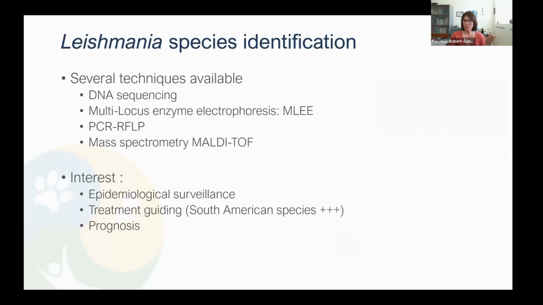Well, it's good to have a positive PCR and make the diagnosis, but it's very important to also have the species identification to guide treatment. For this, several techniques are available. Either DNA sequencing, or the reference method, multilocus enzyme electrophoresis, but now it is reserved to reference centers because it is very difficult to perform. PCR-RFLP is a possibility, and mass spectrometry by MALDI-TOF can now also be of help. The interest is, of course, to have an updated epidemiology, but for clinical reasons, it is important to guide the treatment because you have several options available regarding American species.